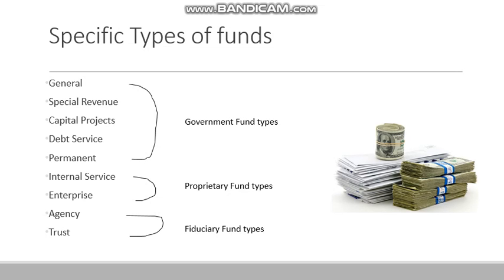And then the next is internal service funds. These deal with what we accountants would often call related party transactions, and they happen like when you buy supplies and then you sell them to different departments within your entity. The next is enterprise funds. These deal with revenues and expenses that are incurred in business operations.